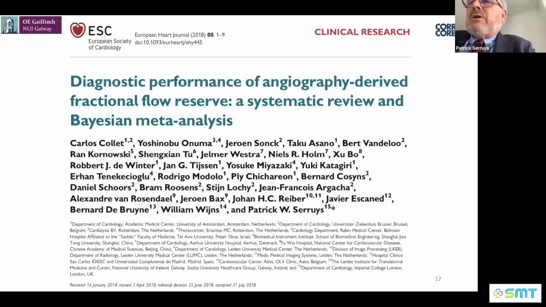So what we did 2 years ago in the European Heart Journal is review the diagnostic performance of angiography-derived fractional flow reserve. We made a systematic review of the literature and a Bayesian meta-analysis together with Yoshi, second author, myself, William Wijns, and Bernard de Bruyne.